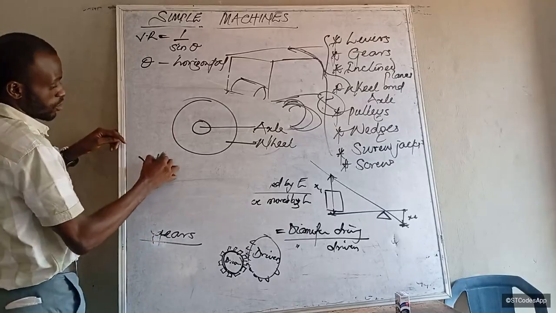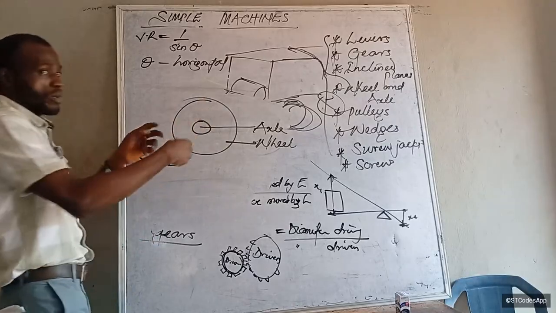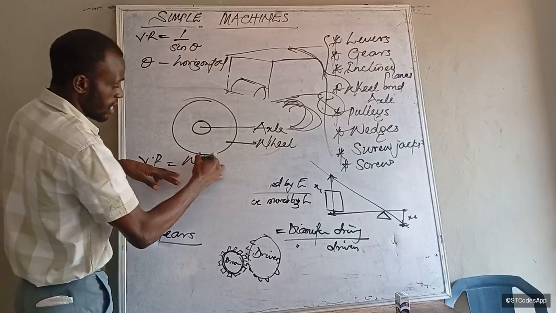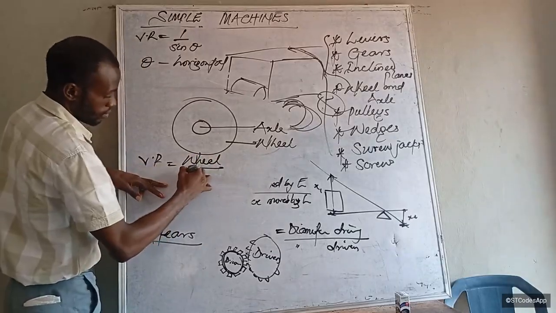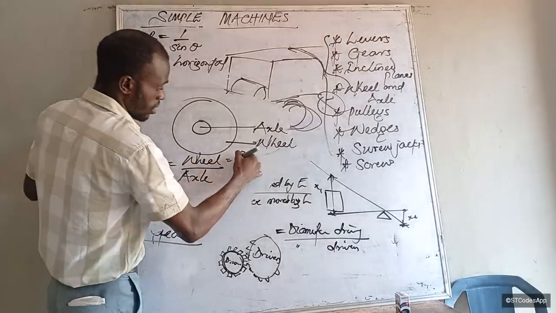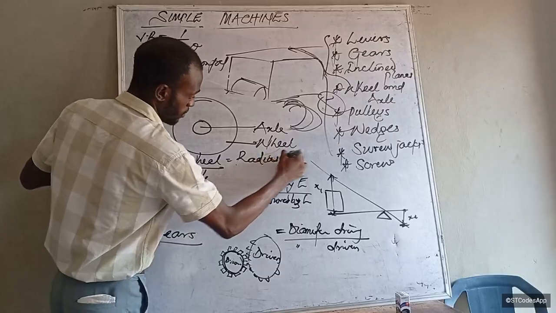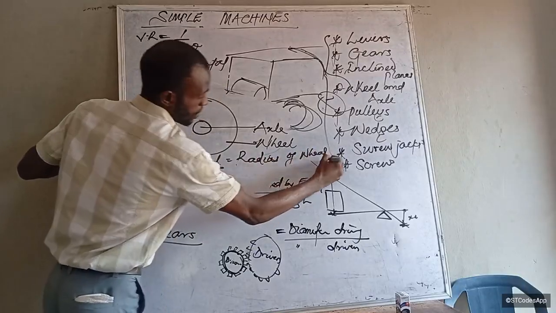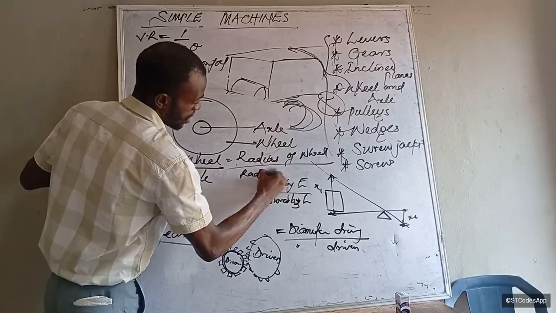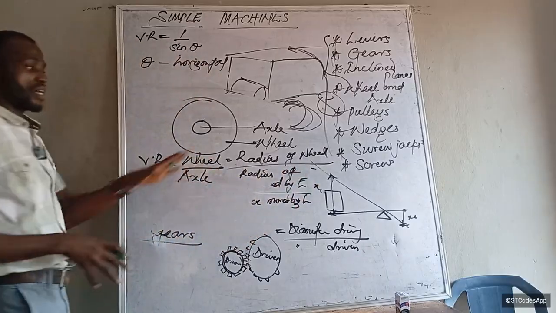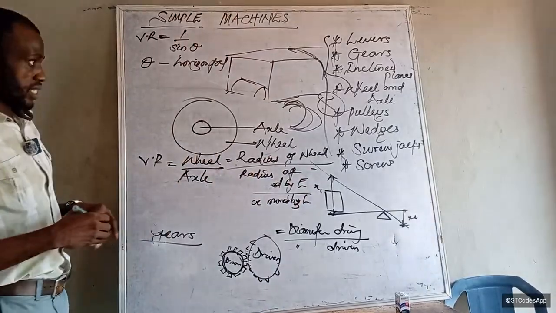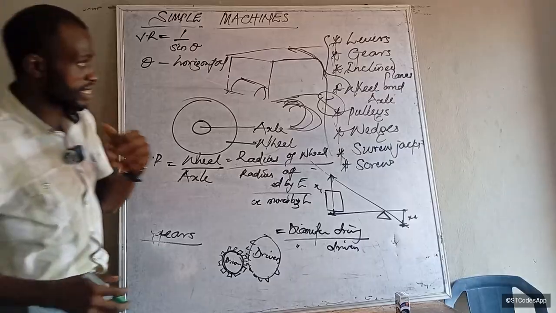So the velocity ratio will be what? Since it is the wheel that will be driven by the axle, it will be wheel over axle. Whatever is given of the wheel, maybe the radius of the wheel, exactly, radius of wheel over radius of axle. Just any information given about each of them, it will be that of wheel over axle. Alright.